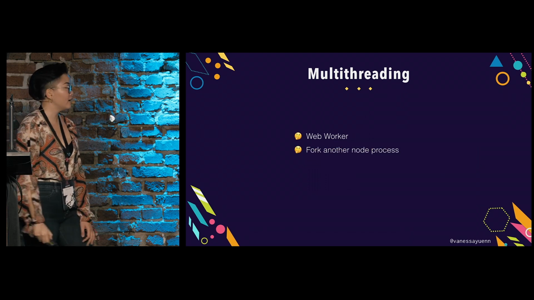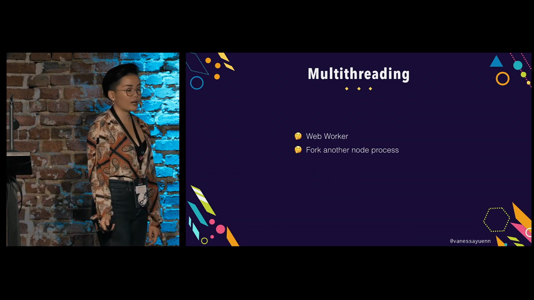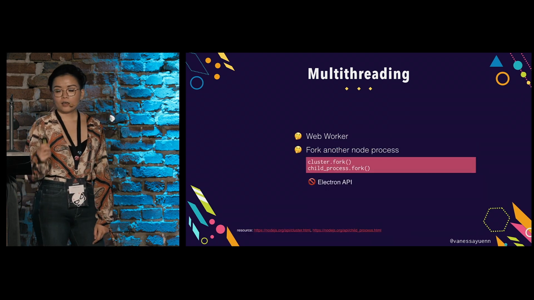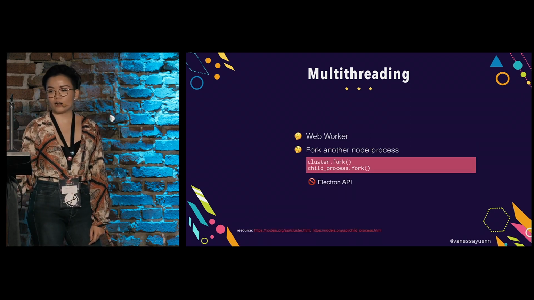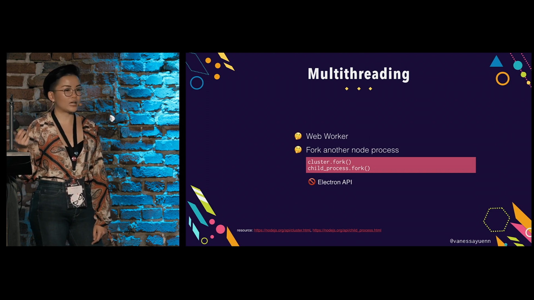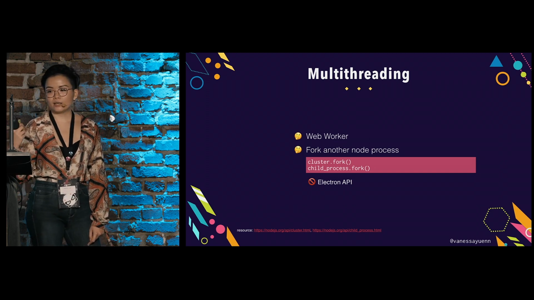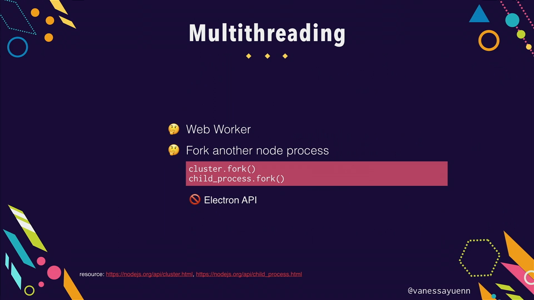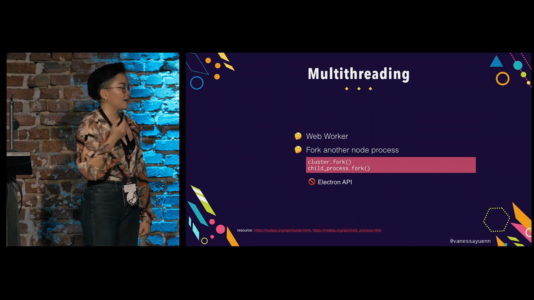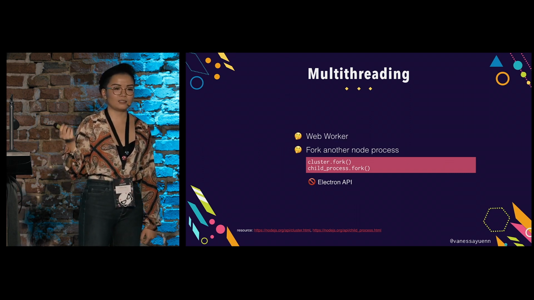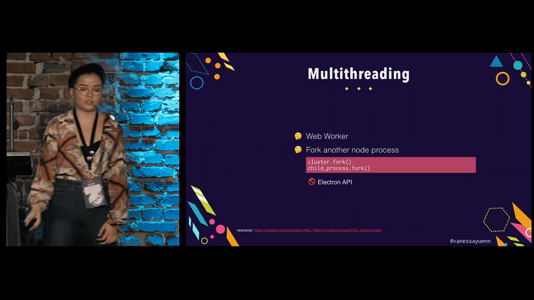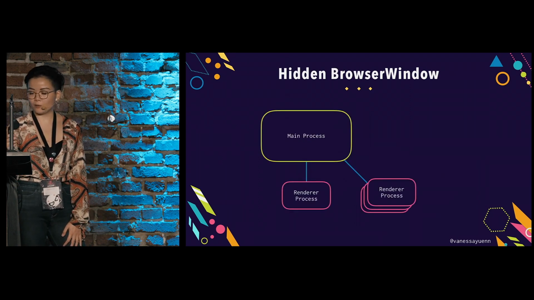The second way is you can consider forking another Node process. If you have been using Node for a bit, you might have heard of the cluster module or the child process module. What they allow you to do essentially is to create child processes that have a communication channel with the parent process. And a parent process can be like, okay, kids, go do all this intensive work and report back when you're done. So that could work. But then again, within these child processes, they also don't have access to the Electron API. So that won't really be that powerful either.